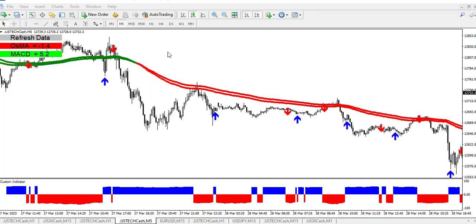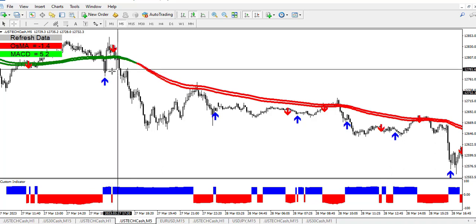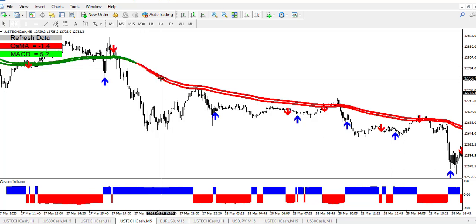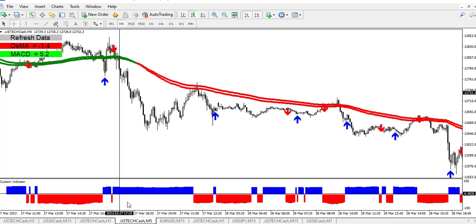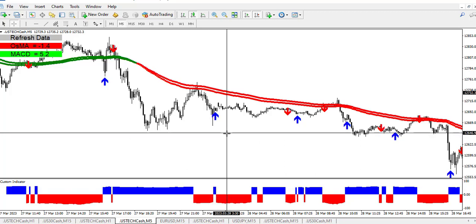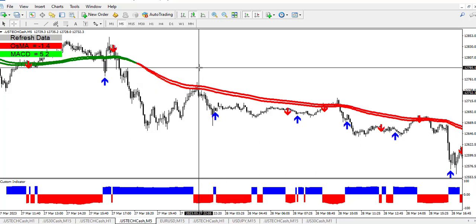At this point, as I said, we have the crossover or the change in color of these two moving averages from green to red, and you cannot enter immediately because the second indicator on the indicator window still remains blue. So at this point, you can place your trade for a sell here, where we have the two indicators in agreement, and your stop loss will just be a few pips above the previous high.